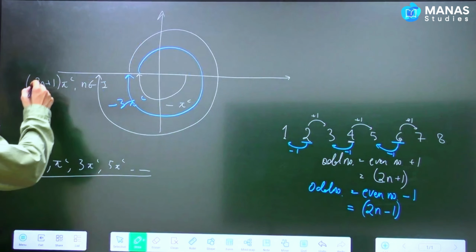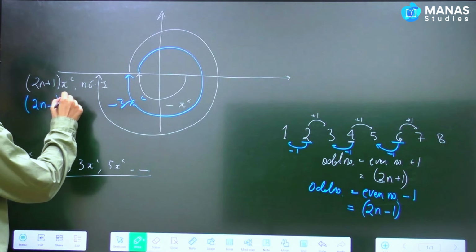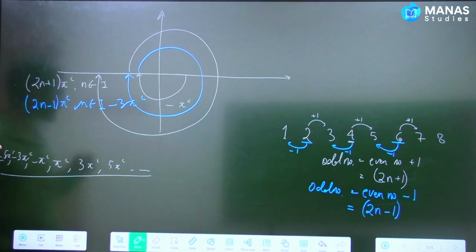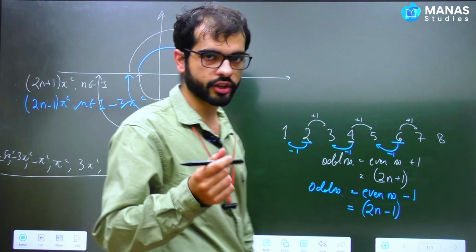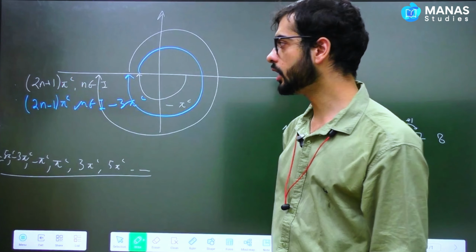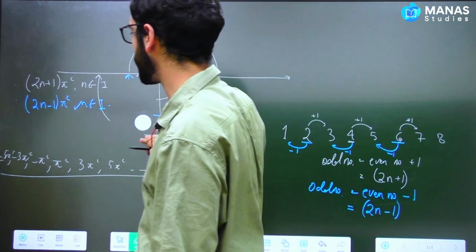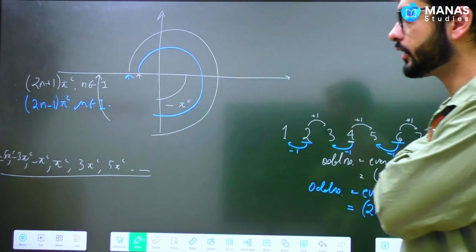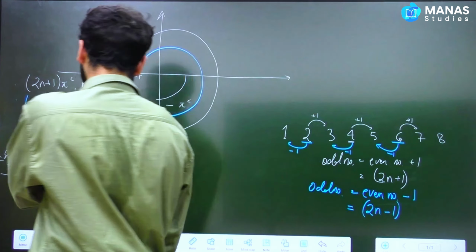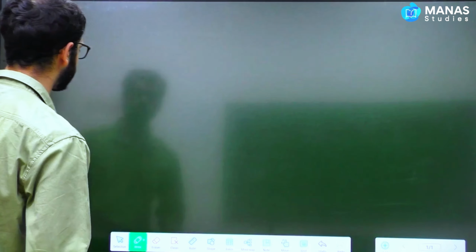So apart from this, I can also say (2n minus 1) pi radians where n belongs to integers. You can use either one depending upon the question. If the question requires you to use 2n plus 1, you can use the first formula, or you can use the latter one depending upon the context. They both are correct. So either you can say (2n plus 1) pi radians, or you can say (2n minus 1) pi radians. I hope this is clear. Let's quickly practice a few questions based on this concept, then I'll move further.